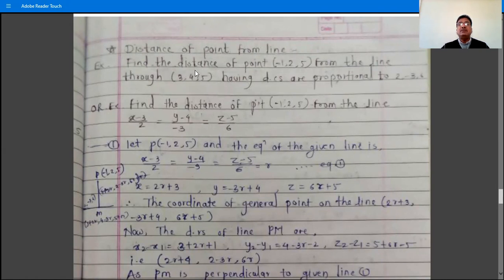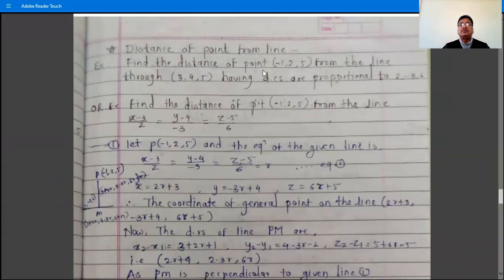So the same question: find the distance of this point from this line. Find the distance of the point (-1, 2, 5) from the line (x - 3)/2 = (y - 4)/(-3) = (z - 5)/6. So in this second example, the equation of the line is given directly in the symmetrical form, and in the first format of the example, the point on the line and the direction ratios of the line are given. If the point on the line and direction ratios of the line are given, then we can write the equation of the line as this.